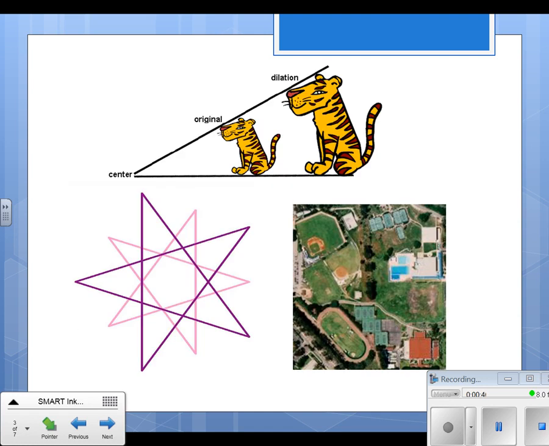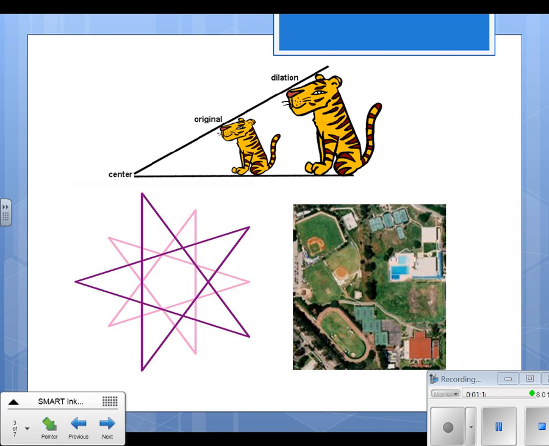Here you can see some different dilations. For example, from the center in the corner here with the tigers, you can see the original versus the dilation as it gets bigger. They are the same shape, but they're different in size. We're going to use that method here shortly, or a method similar to that, to enlarge a triangle. You can see too with the stars, the purple and the lighter purple, you have a bigger image of the smaller star. That's that lighter pink purple color.